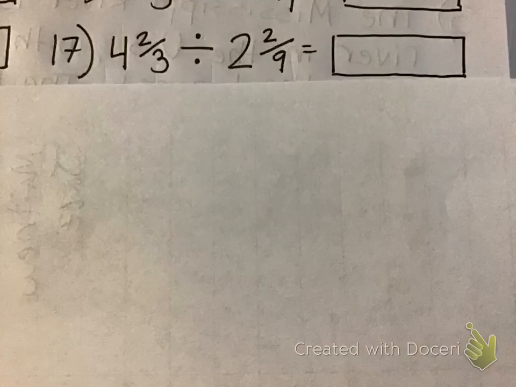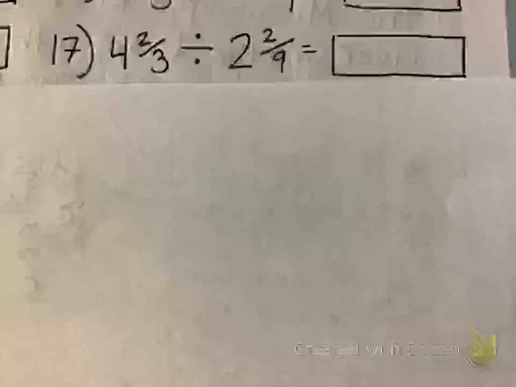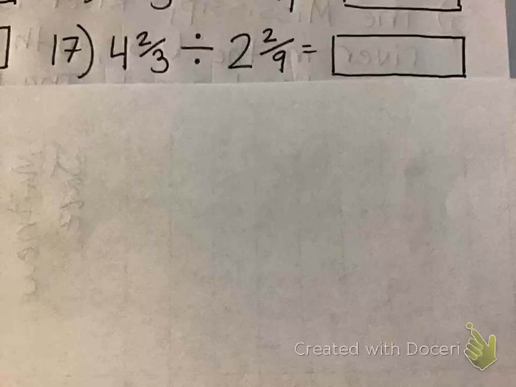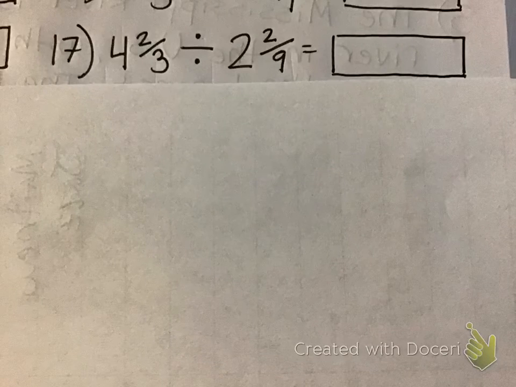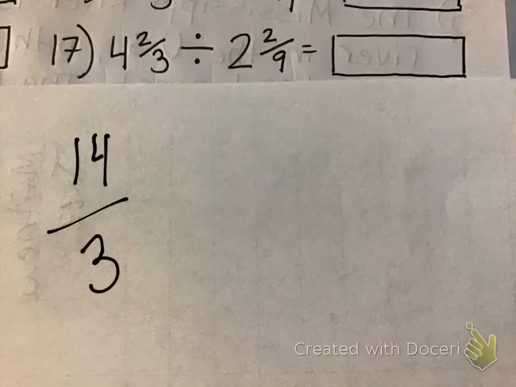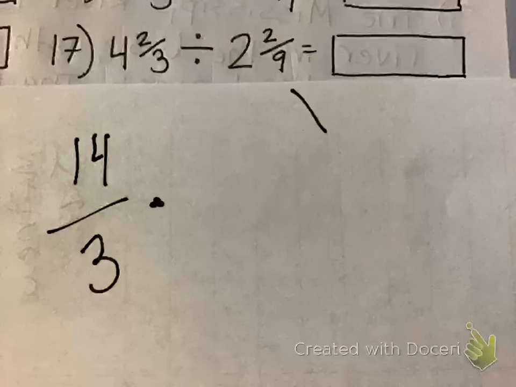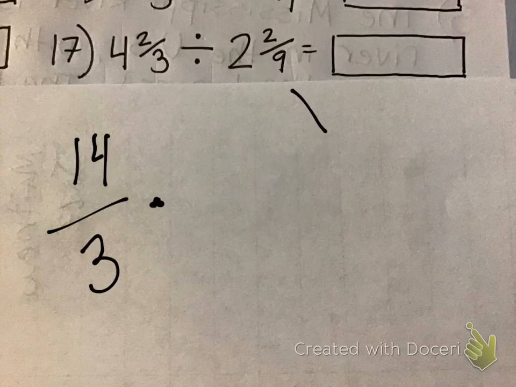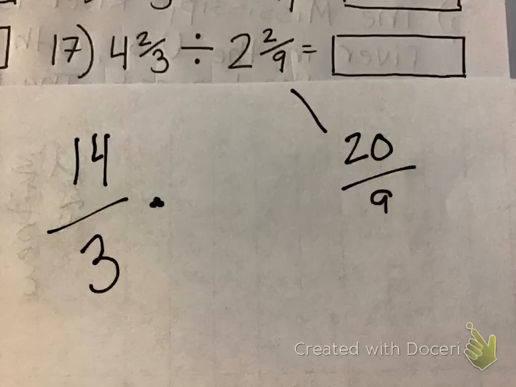Excellent. Last problem. Same sort of thing. We have to turn it into an improper fraction. So, Eurene, what does 4 and 2/3 become as an improper fraction? Perfect. 14 over 3. I do my change. First of all, what is 2 and 2/9 as an improper fraction? What is 2 and 2/9 as an improper fraction, Chris? 29. It is 29ths. But that's it originally.